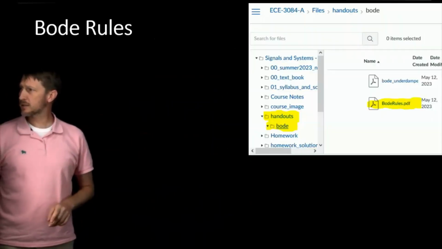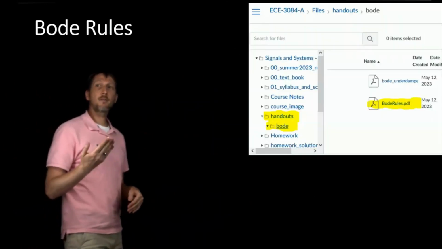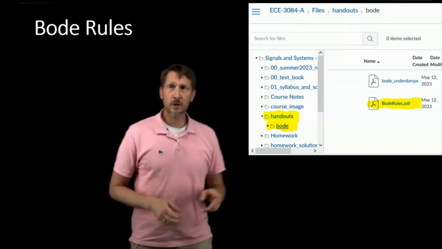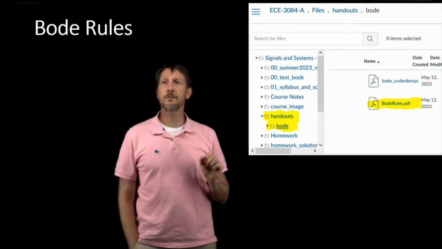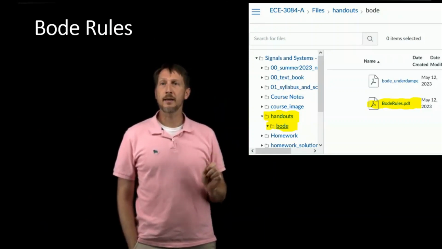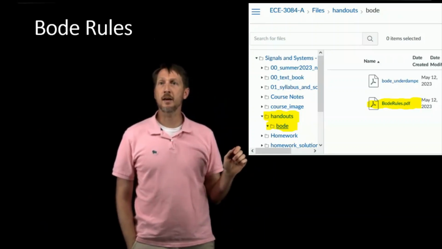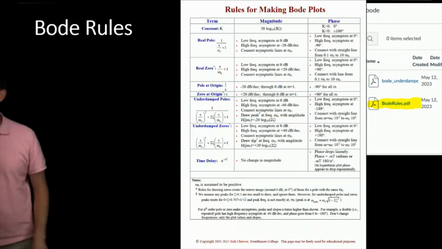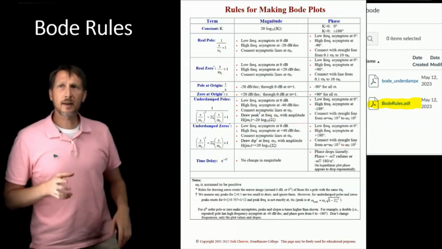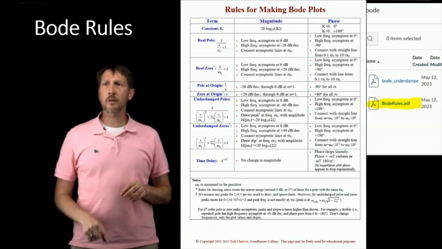But first, let's look at some material that I've provided for you on Canvas. If you go into the Files, Handouts, there's a folder called Bode. And inside that, there is a PDF called Bode Rules. And if you look at the rules for Bode plot, here's what you get. It's kind of hard to see. I have it zoomed in on one of the other slides.